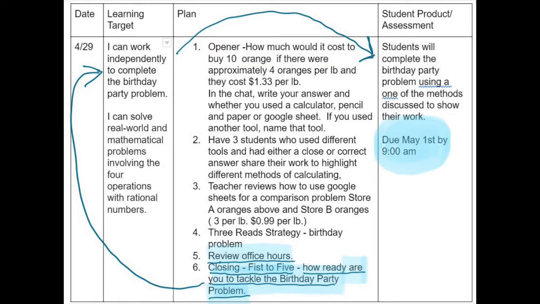The next thing that you want to do when planning your lesson plan is what is your closing? How are you going to identify if you really met your learning target? So in my lesson plan, I'm going to ask students to do a fist to 5, how comfortable and ready they feel to solve the birthday party problem. And that's my quick little assessment. I can see it on the screen.